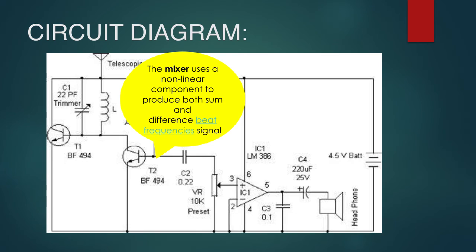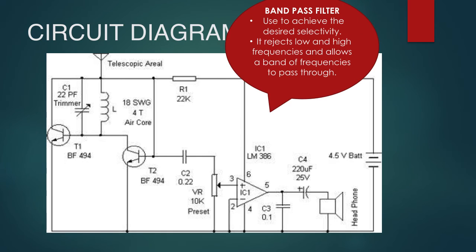The mixer: T2 BJT acts as a mixer. It uses a nonlinear component to produce both sum and difference beat frequency signals. The current then passes through R1 and C2, which act as a band pass filter. It is used to achieve the desired selectivity. It rejects low and high frequencies and allows a band of frequencies to pass through.